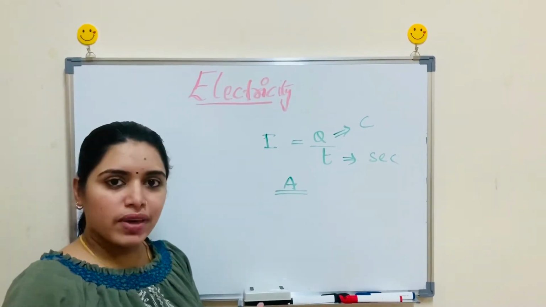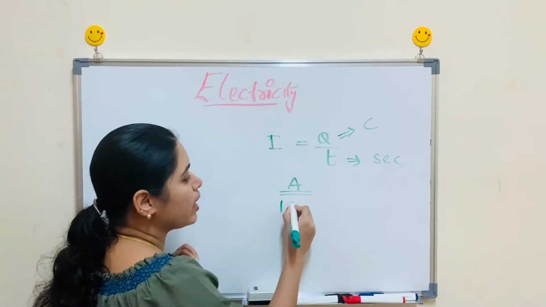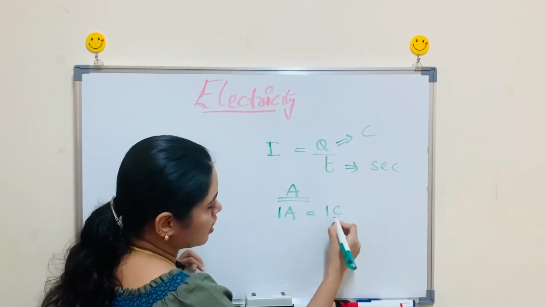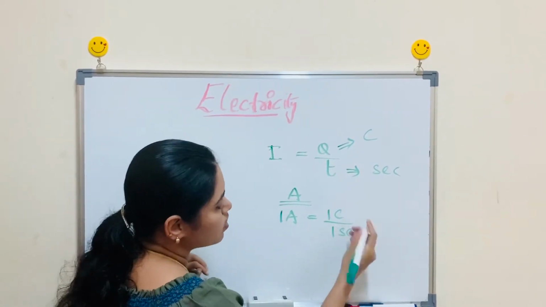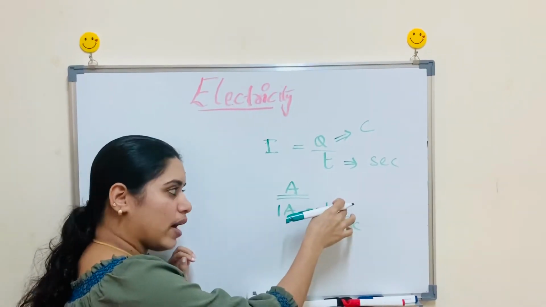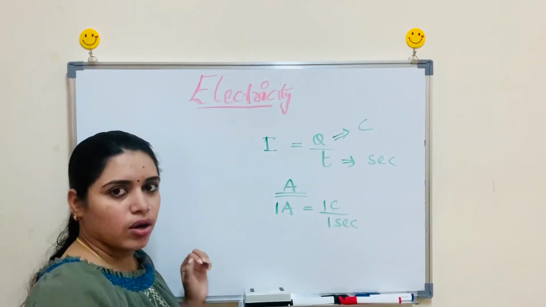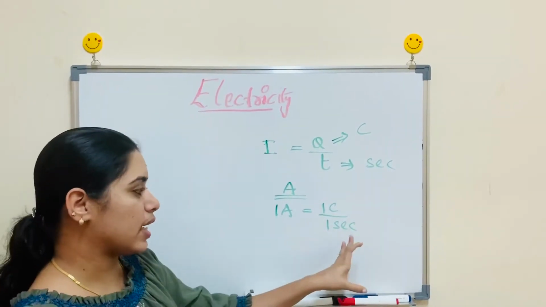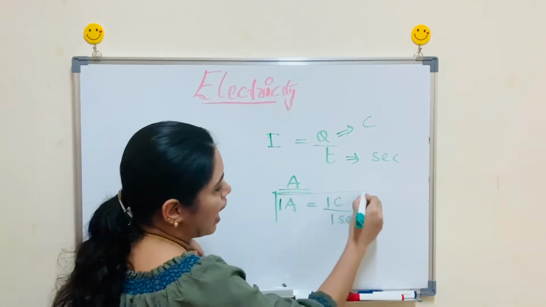Now, how can we express 1 ampere current? From this equation, 1 ampere can be written as 1 coulomb charge divided by 1 second. That is, 1 ampere is defined as 1 coulomb charge flowing through a particular area in 1 second. Or if 1 coulomb charge is flowing through a particular area in 1 second, then it constitutes a current of 1 ampere.